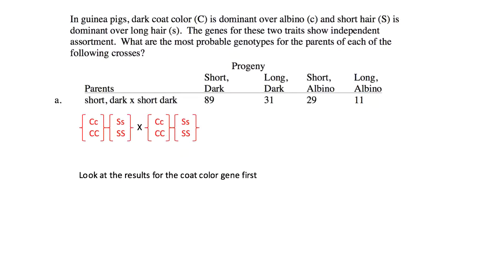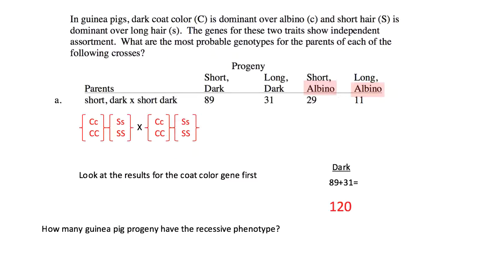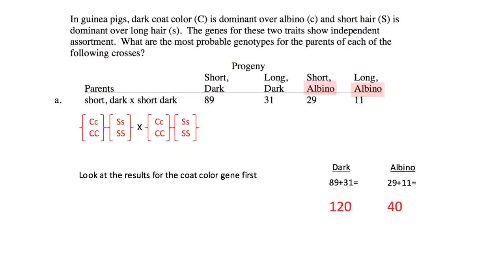Let me show you what I mean by starting with the coat color gene. Let's ask first, how many guinea pig progeny have the dominant coat color phenotype with dark fur coats? We can add those numbers up and see that the answer is 89 plus 31, or 120. Then, how many guinea pig progeny have the recessive phenotype of an albino coat color? Add up the progeny numbers and you can see that this is 29 plus 11, or 40. If we compare those numbers, we can see that there are 120 dark coat dominant phenotype progeny to 40 albino coat recessive phenotype progeny for a 3:1 phenotypic ratio.